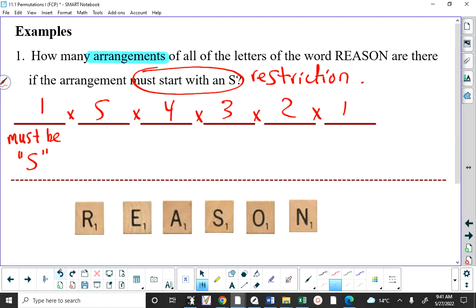So the answer is 5 times 4 times 3 times 2 times 1, which I believe is 120. Okay, so there are 120 arrangements of those letters. If the first letter didn't have to be an S, then we would put the following numbers in the blanks. 6 times 5 times 4 times 3 times 2 times 1.